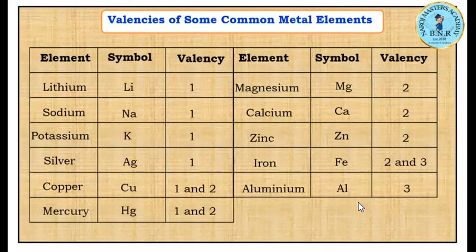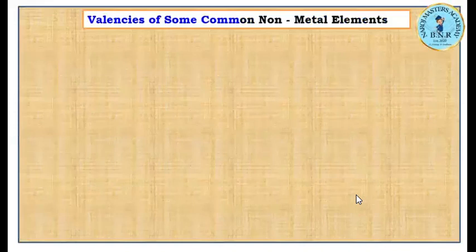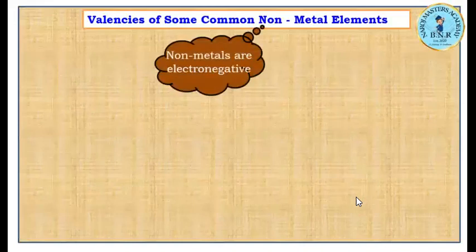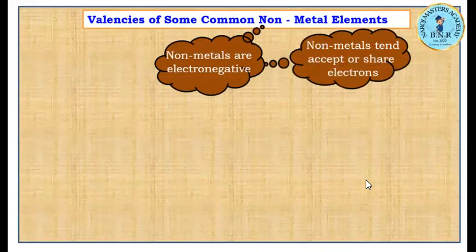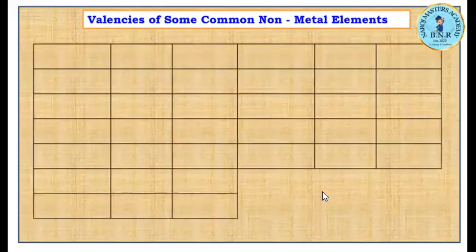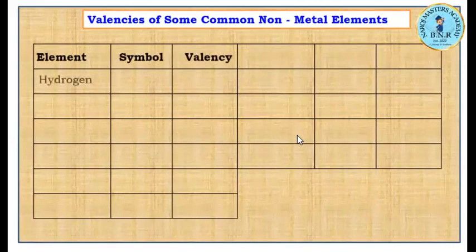So now the valency of some common non-metallic elements. Non-metal elements are electronegative. As we know, just now we have discussed electropositive elements. Electropositive means metals, whereas non-metals are electronegative elements. Non-metals accept or share electrons. Element, symbol, valency. Hydrogen is a gas, non-metal. H valency is 1.